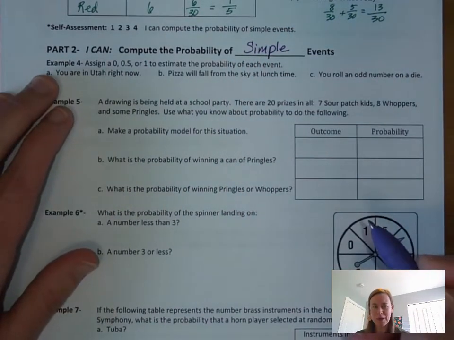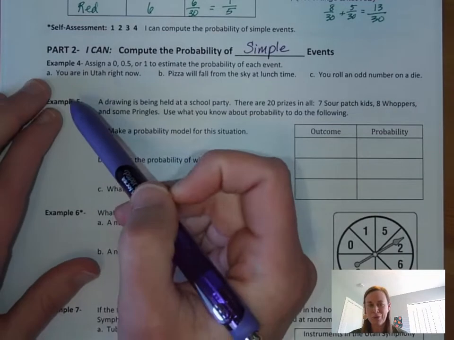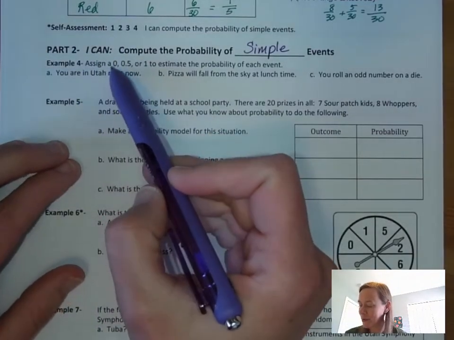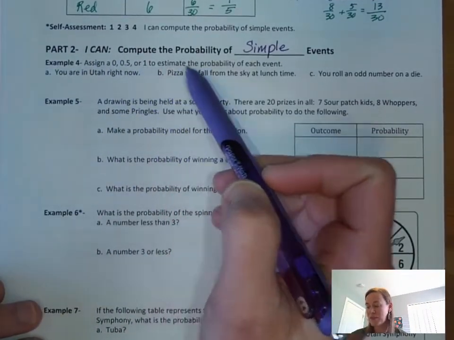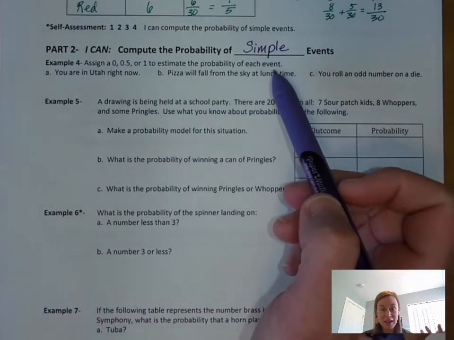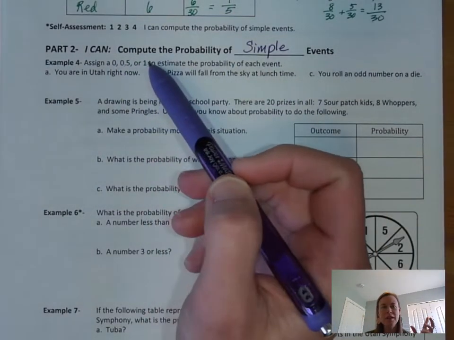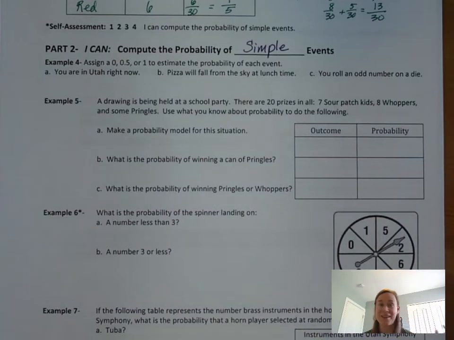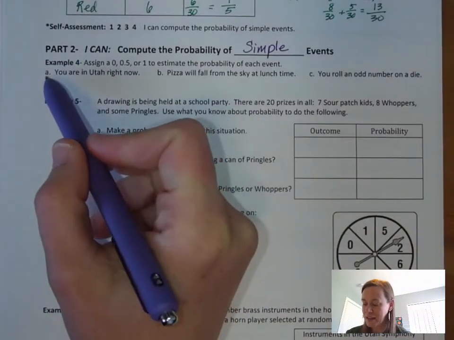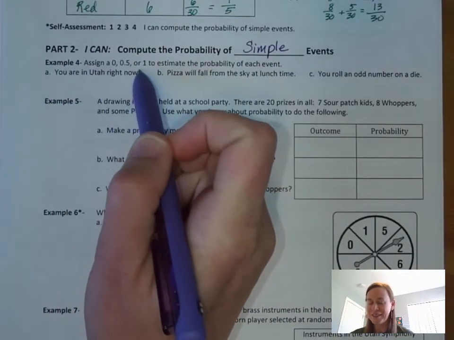Alright, so let's do our warm-up here. It says example 4. Assign a 0, a 0.5, or a 1 to estimate the probability of each event. And if you'll remember, 0 is what the probability is if it's not going to happen. No way, no how, it's just impossible. Then the probability would be a 0. On the other hand, if you're completely sure it's going to happen, if it's a certain thing, then you should give it a 1.